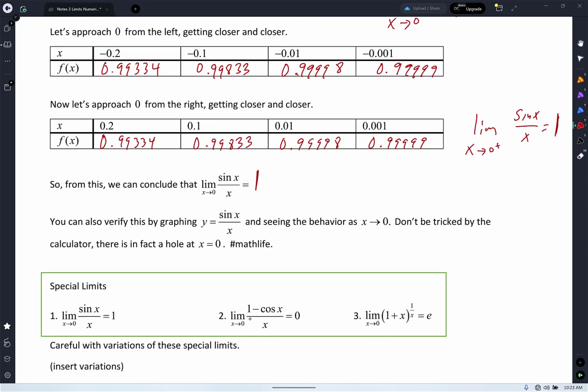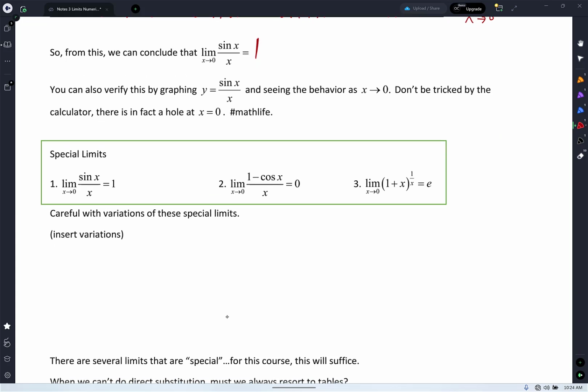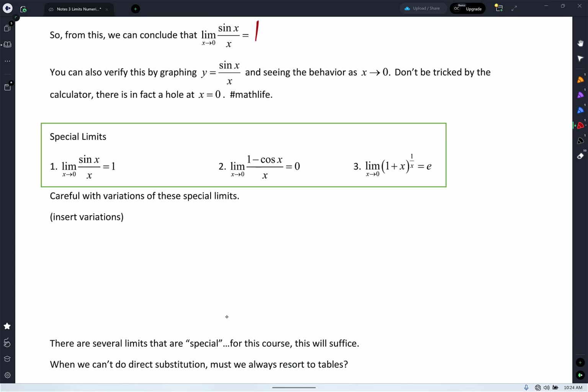These are my special limits down here, and then I have variations of it. So it could be like this, guys. Look, watch. Check it out. Limit as x approaches 0, sine of 5x over 5x. What do you think this is? Take a guess. 1. Good job.